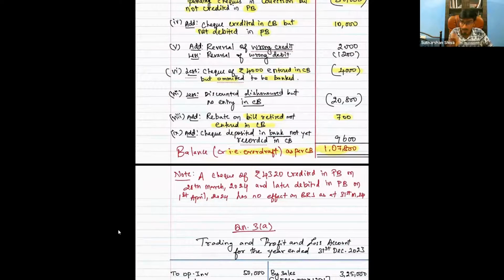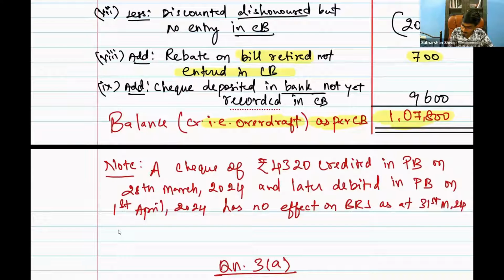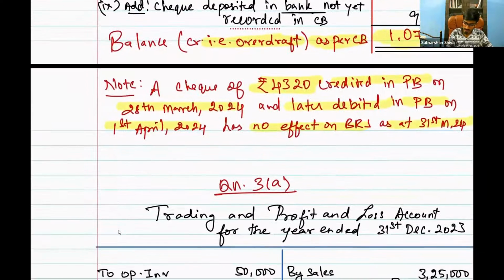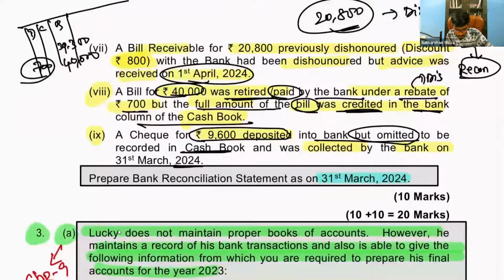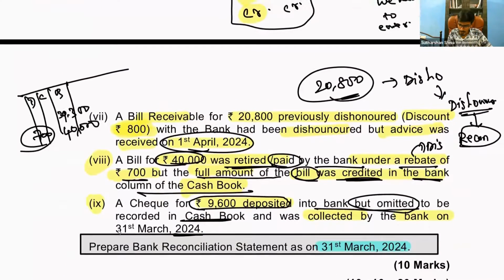Finally, you need to write a note wherever necessary. The note should form part of your answer. A check of rupees 4320 credited in the passbook on 28th March and later debited in the passbook on 1st April 2024 has no effect on BRS as at 31st March 2024. That's for the first one. No adjustment has been passed for it, so we are writing a note. We have spent almost 40 minutes on these two discussions.